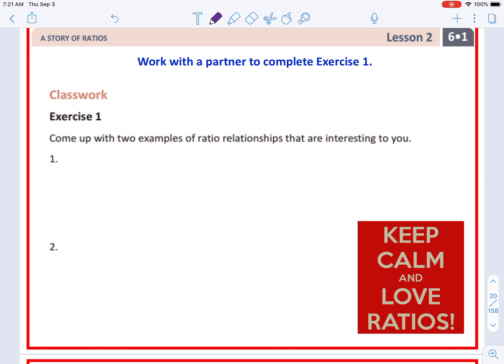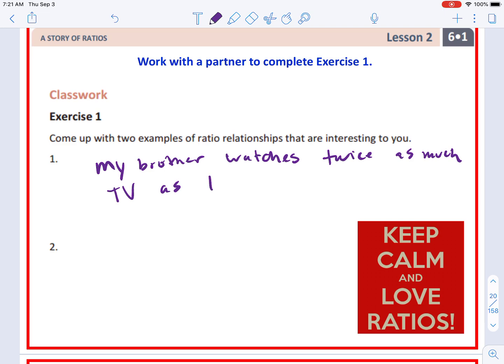One of the examples that I would come up with is, let's say my brother watches twice as much TV as I do. If we would put that in ratio terms, the ratio here would be 2 to 1. Okay, good. Let's do another one.